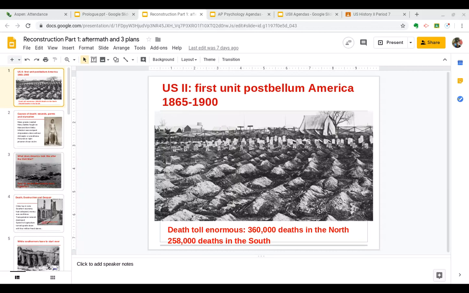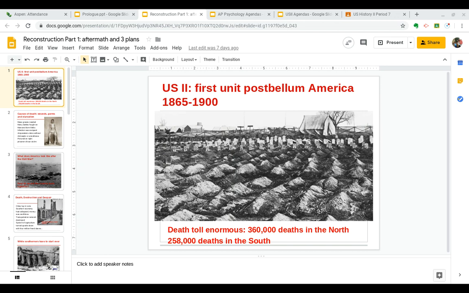This is our first unit on postbellum America, which is 1865 to 1900. And I will be walking you guys through these slides. Since the slides are numbered, that's how I want you to organize your notes. And I will try to make the slides bigger for some of these images.